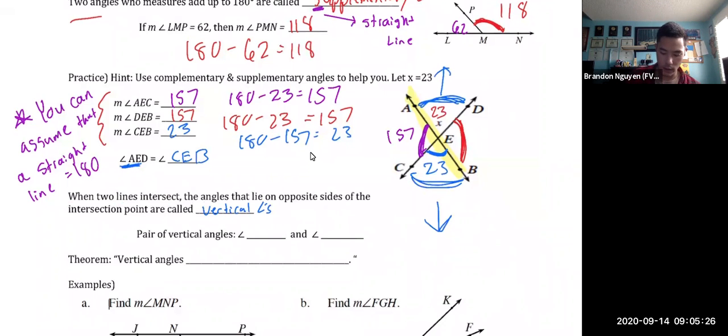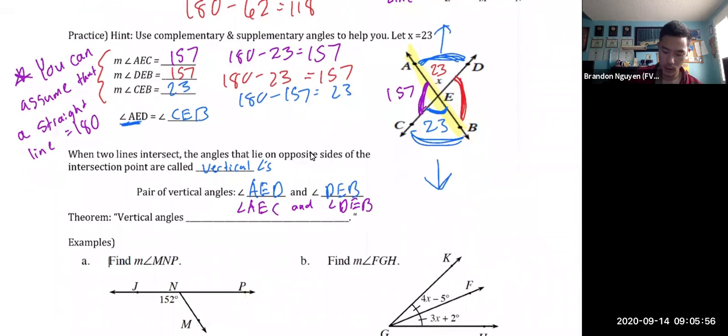So the pair of vertical angles, we already found one above, right? Angle AED and angle DEB. What's another pair? There's one more pair of vertical angles. Angle AEC and angle DEB. Okay, right.